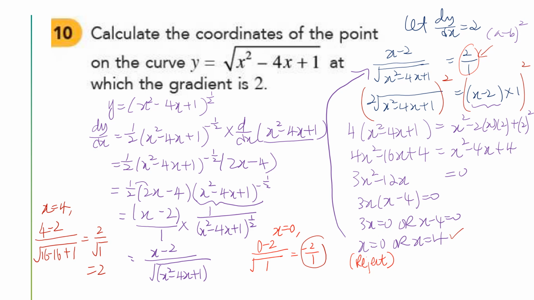Okay, right. So when x is equals to 4, you have to substitute back into your curve to get your y coordinate, which is 16 minus 16 plus 1 gives you 1. So therefore, the point that is required will be (4, 1).